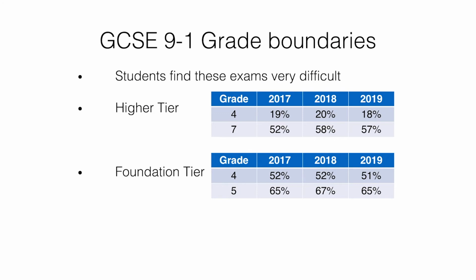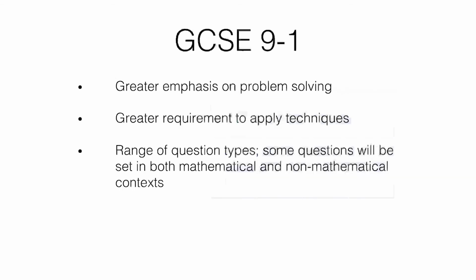The exams are difficult. The grade boundaries are quite low compared to older style GCSE, and this means that you don't need to get as many marks in order to achieve the top grades. For instance, in 2019, we needed 57% to get a 7 on the higher tier, but it is harder to achieve those marks. So it is really, really important, as I said before, that we get the tiering right so that students are going to be able to achieve on the tier that we sit them for.